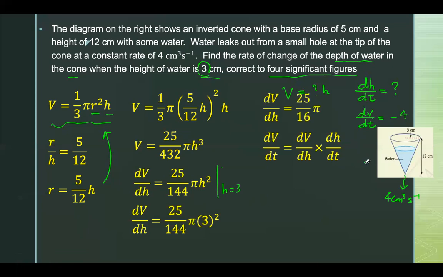Okay, dV/dt equals dV/dH times dH/dt. We substitute the values in. So dV/dt is -4, and dV/dH is 25/16 pi, times dH/dt.